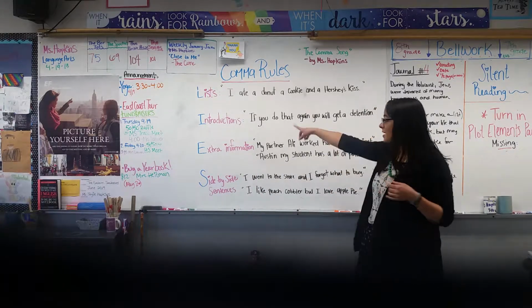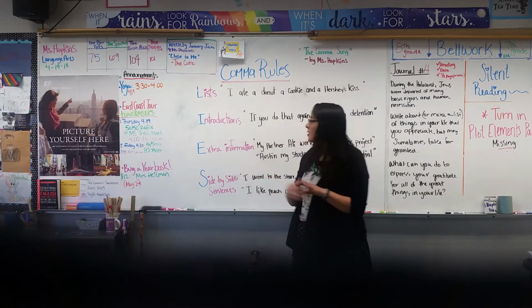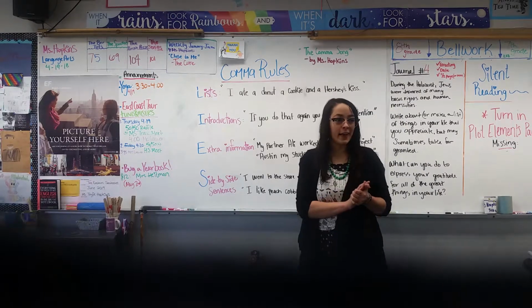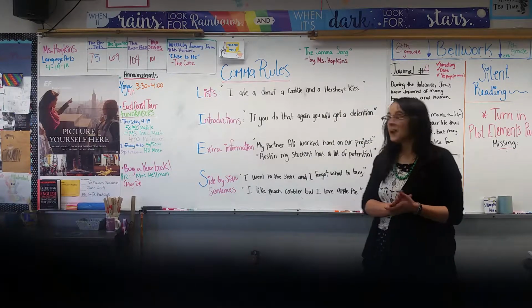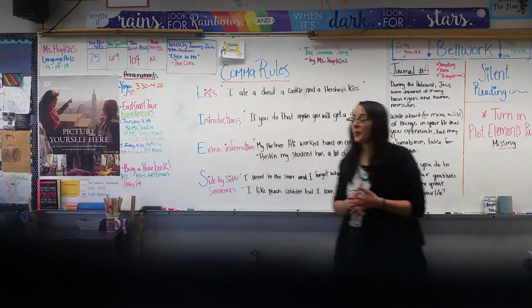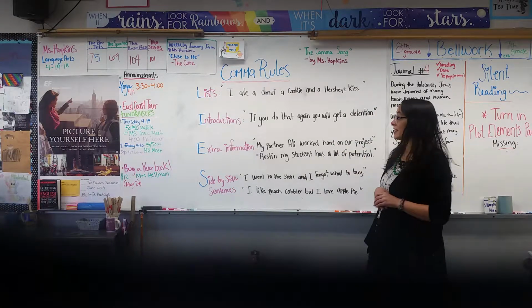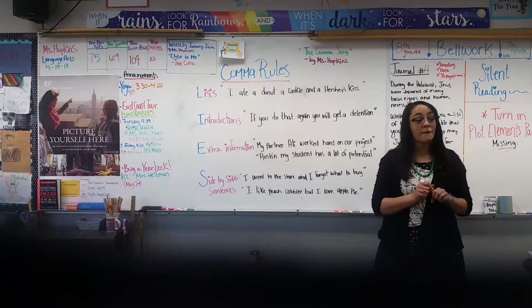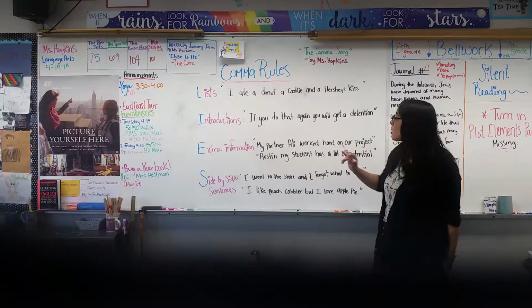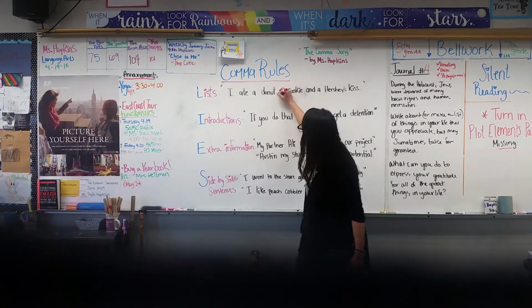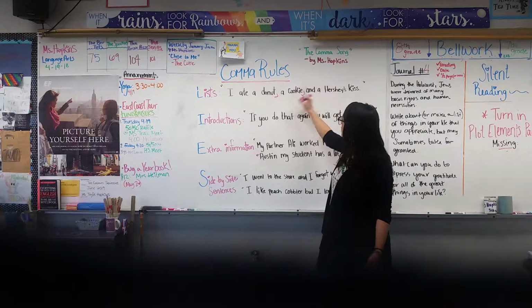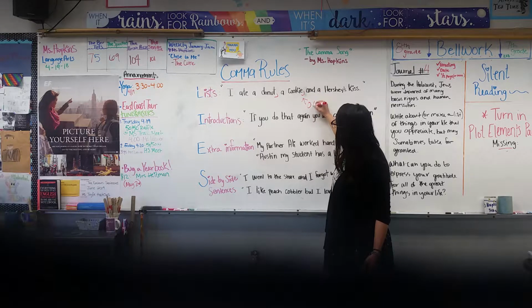So I discovered this acronym, LIES, which helps you remember 4 times when you should use a comma. And then I created a song to go along with it. So before I sing my song, I want to explain to you what LIES means. So the L in LIES stands for lists. Anytime you have a series of 3 or more items, a list of things, you need commas after each item. So in this example, I ate a donut, comma, a cookie, comma, and a Hershey's Kiss, okay? This comma right here before and is called an Oxford comma.